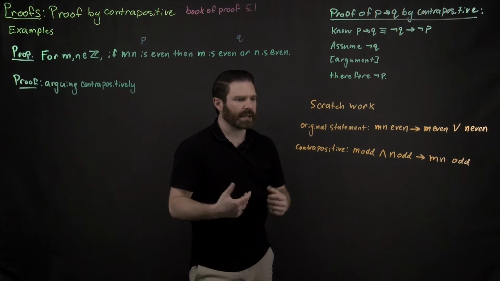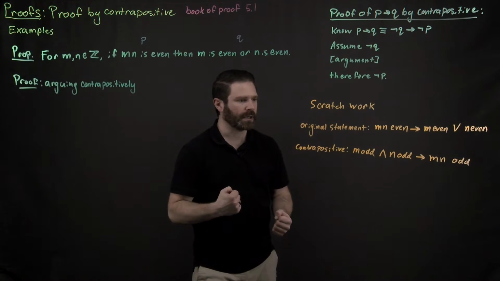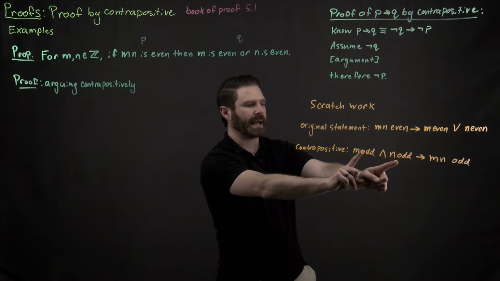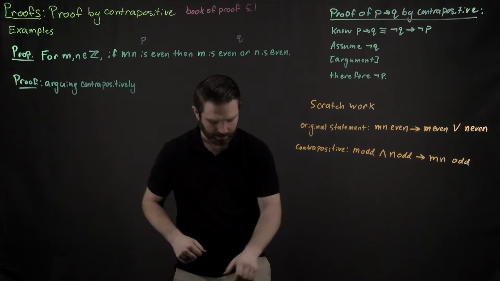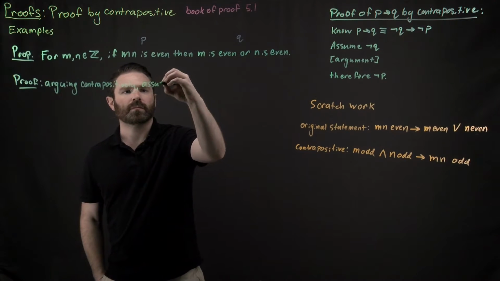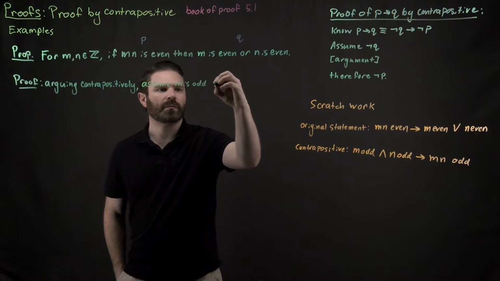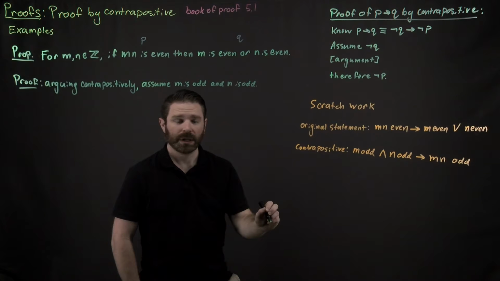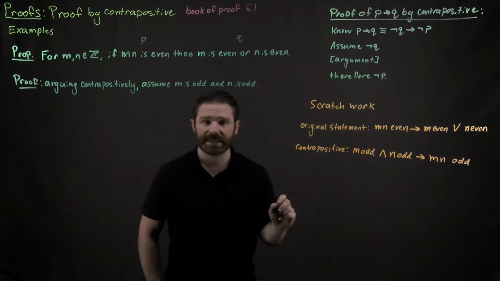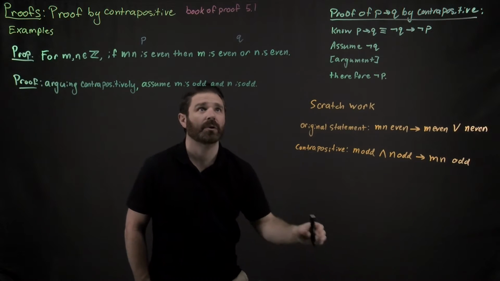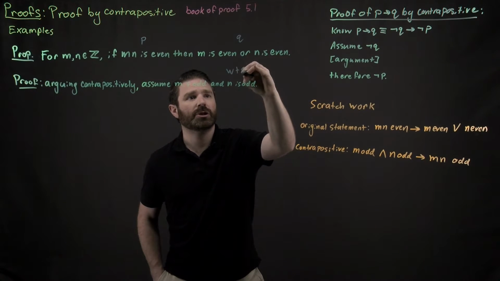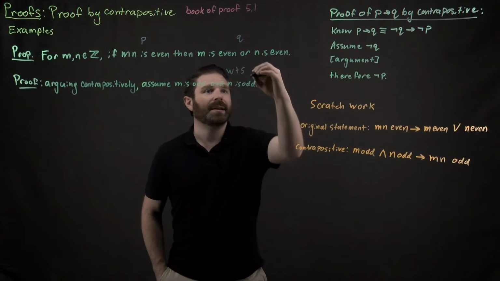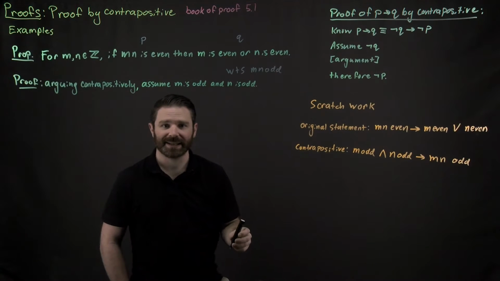So now that I've done this, I know for this contrapositive statement what I have to assume is this: I have to assume that m is odd and n is odd. And what I want to show is that m times n is odd. So just over here, I'm going to say WTS. That little WTS is an abbreviation for want to show m times n is odd.